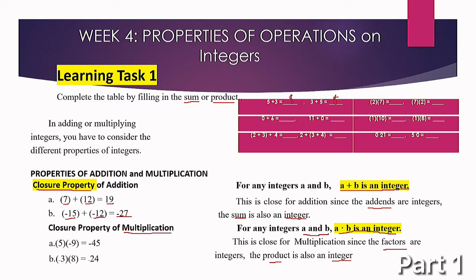For example, 5 times negative 9 is equal to negative 45. So, yung 5 at saka negative 9 are integers. And then, the product, which is negative 45, is an integer. Another example, negative 3 times 8 is equal to negative 24.